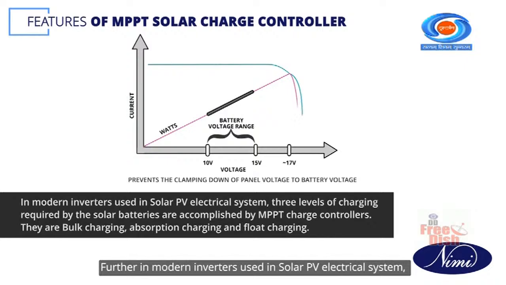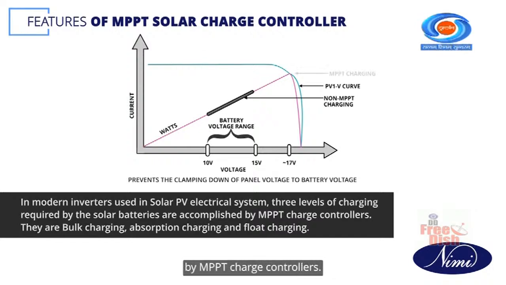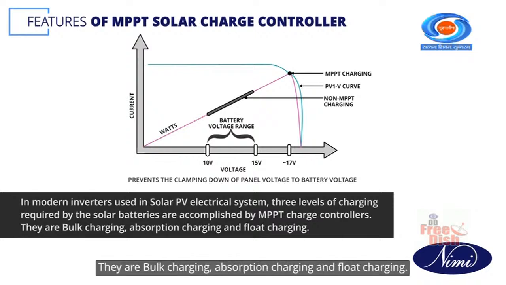Further, in modern inverters used in solar PV electrical system, 3 levels of charging required by the solar batteries are accomplished by MPPT charge controllers. They are bulk charging, absorption charging, and float charging.